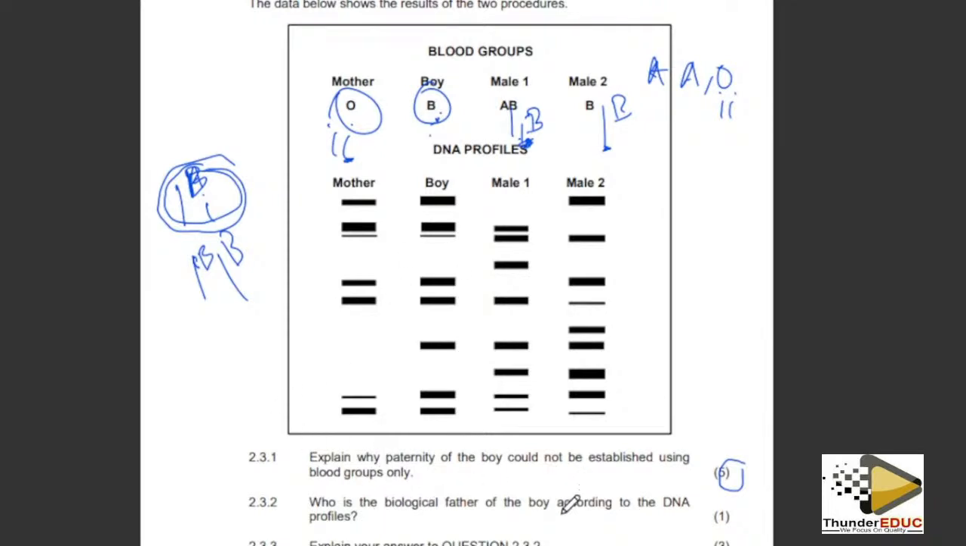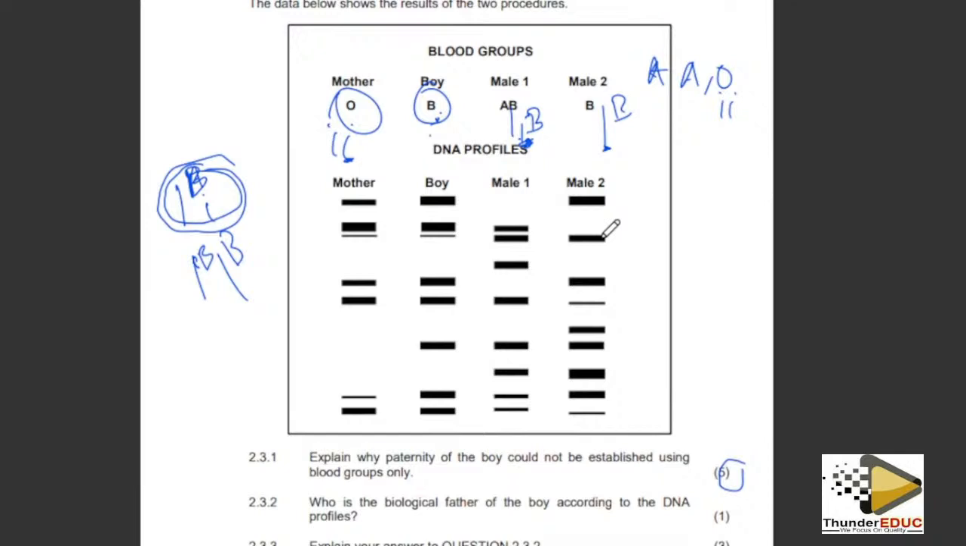Who is the biological father of the boy using the DNA profile? Now you have to check and see. You will see that it is male 2. Give a reason: it is because the remaining bands of the DNA profile match with the male. The remaining bands must match. If there is one which is not matching, then automatically it's not the father. Might be a relative, but might not be the father.